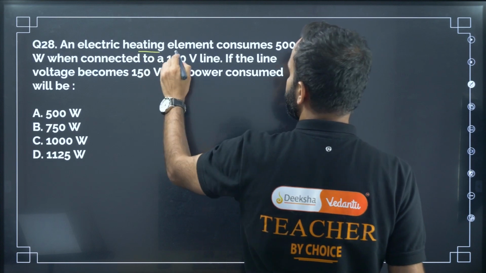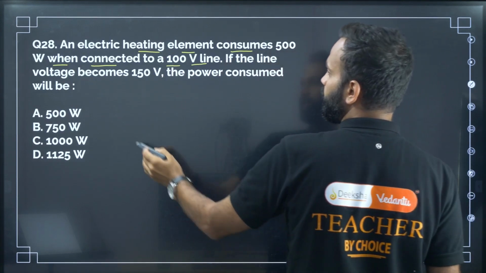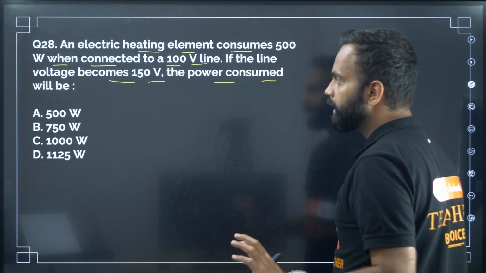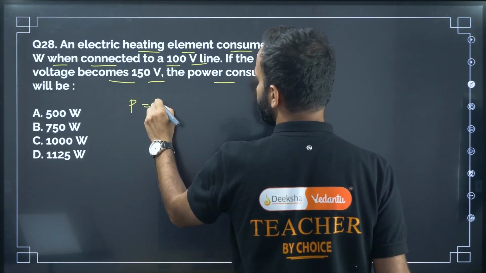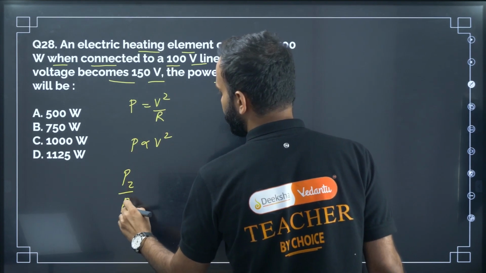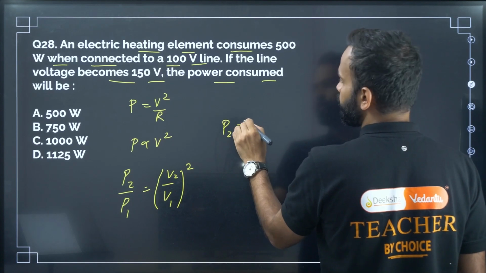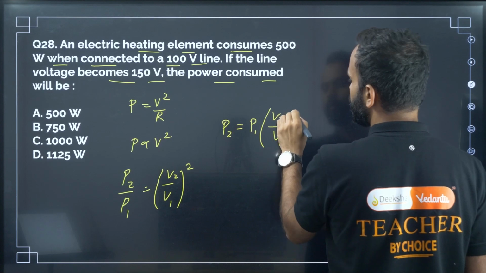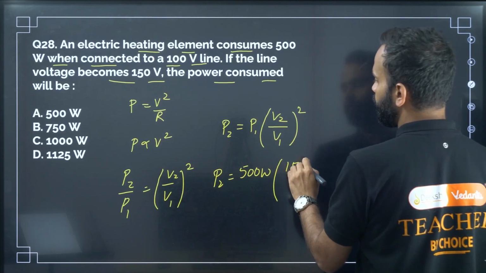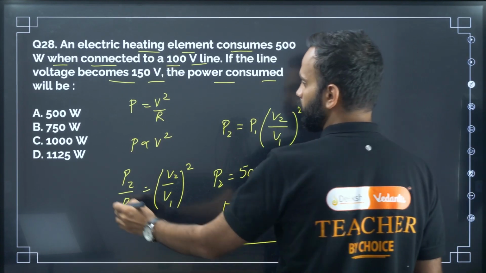Question number 28. An electric heating element consumes 500 watt when connected in a 100 volt line. If the line voltage becomes 150 volt, the power consumed will be? The resistance of the electric heating element is constant, right? We know that P equal to V square divided by R. So R is constant, so P is directly proportional to V square. So P2 divided by P1 is equal to V2 by V1 whole square. So P2 is equal to P1 into V2 divided by V1 whole square, that is 500 watt into 150 divided by 100 whole square. Now solve this, you will get 1125 watt. So the correct option is D.